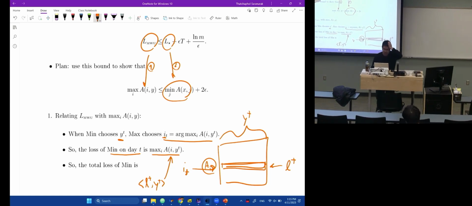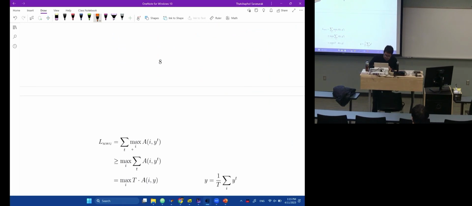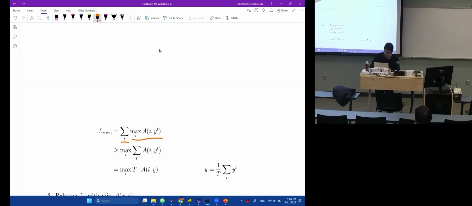So now, that's the loss, and the loss on each day is just a sum of max over i of A_i y. If instead of sum of max, you choose max of sum, this is going to be lower. You can put this as a lower bound. And then you get this thing because y is just the average of y_t.